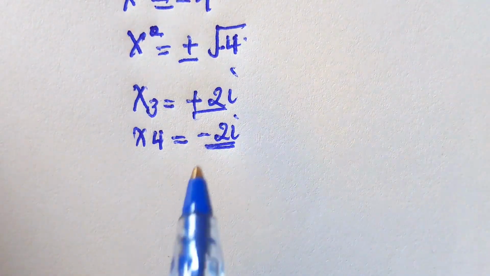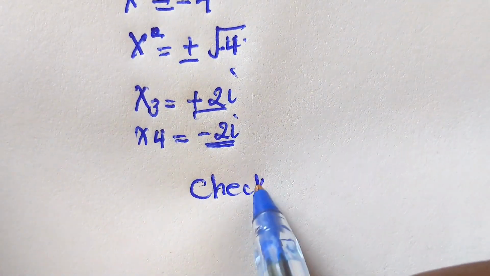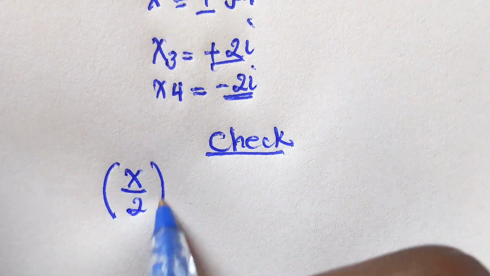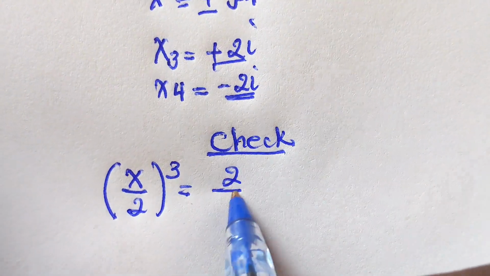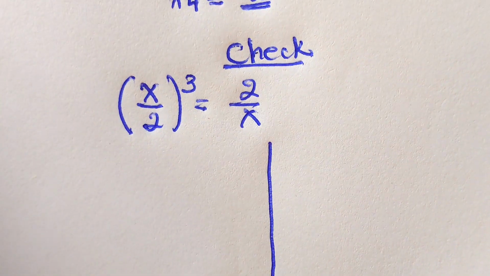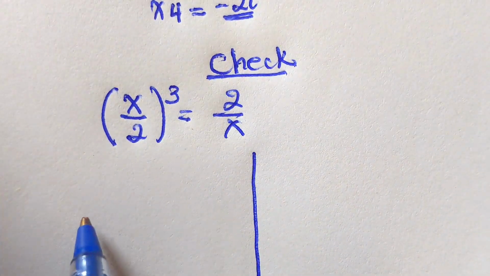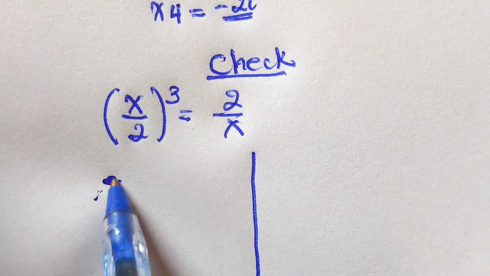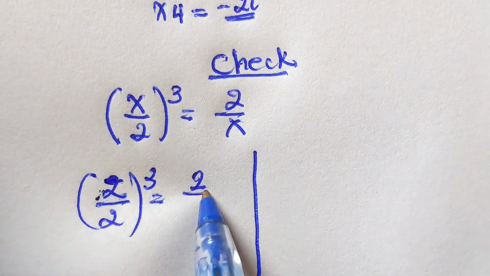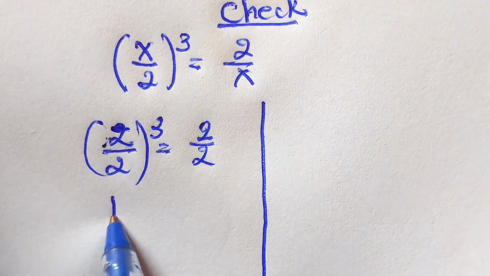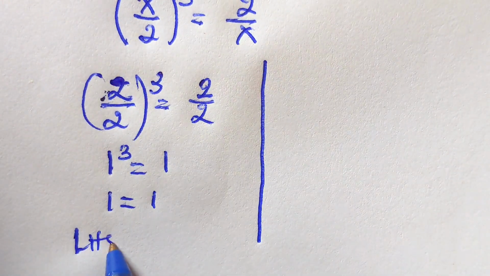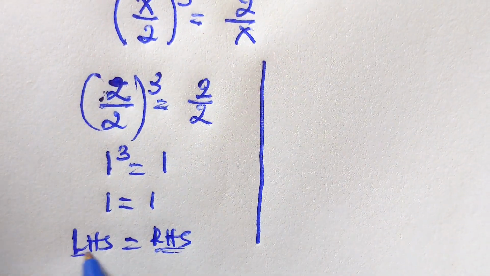Now we have to check if the answer is correct, because we were given (x/2) raised to the power 3 equals 2/x. We are going to check for the real numbers, positive 2 and negative 2. Let us start with 2: (2/2)^3 equals 2/2. This is 1^3 equals 1, so 1 equals 1. The left-hand side equals the right-hand side.